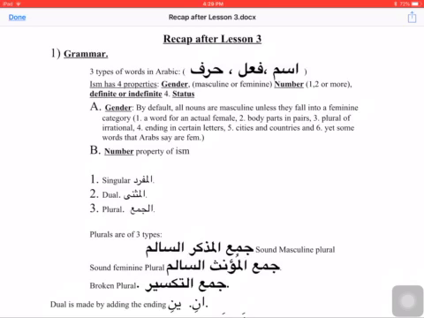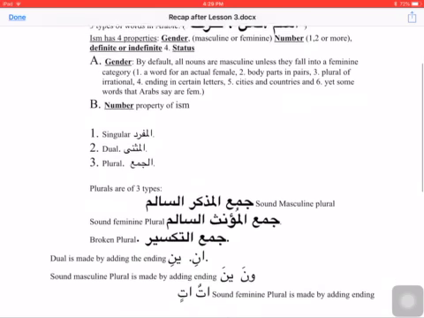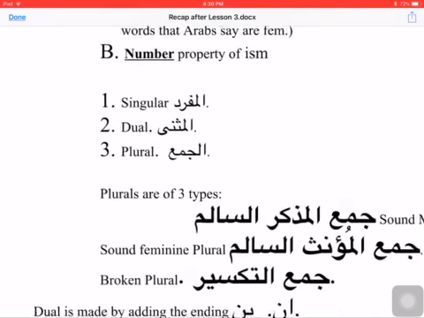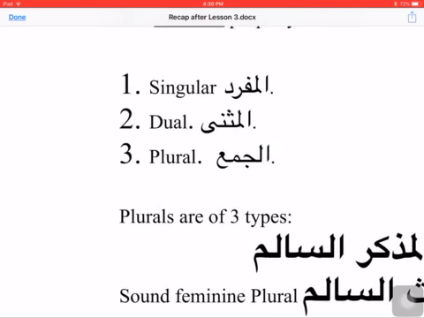Then we started talking about the number property of ism. So there are 4 properties of ism: its gender, jins; its number, adad; whether it's definite or indefinite, ma'arifa or nakira; and number 4, its status, its i'rab. In terms of number, in terms of adad, an ism can either be mufrad, or it can be muthanna, or it can be jama.